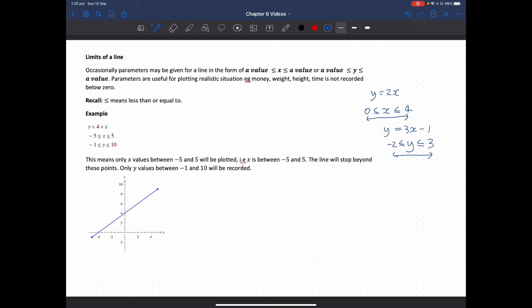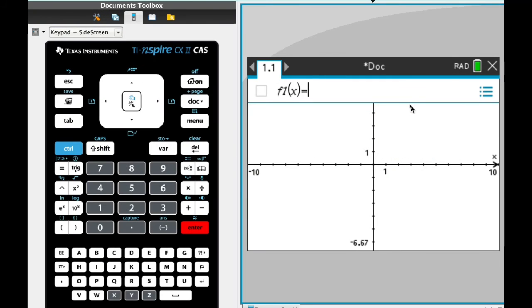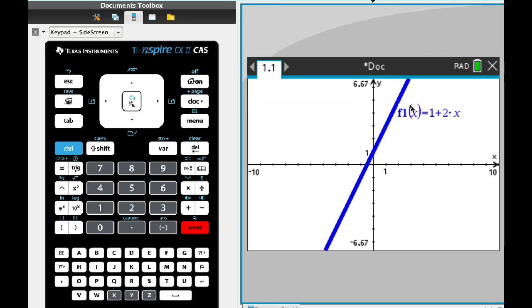So it limits the values that we can use. If you limit the x values, like we did between 0 and 4, that will then limit the y values that you can have. If you limit the y values like we did, then that will limit the x values that you can have. This can all be done on your calculator. Here's my page. I can type in the equation 1 plus 2x. When I press enter, the graph appears.